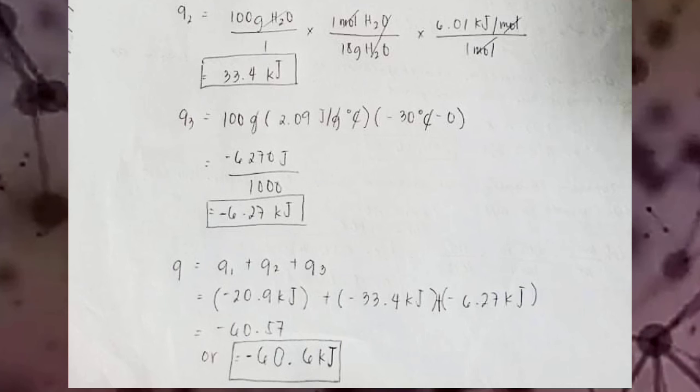Next is Q3. 100 grams times the specific heat capacity of ice, which is 2.09 joule per gram per Celsius, times negative 30 degrees Celsius minus 0, is equal to negative 6,270, divided by 1,000 to make it negative 6.27 kilojoule. And lastly, we will add Q1, Q2, and Q3, which is negative 20.9 kilojoule plus negative 33.4 kilojoule plus negative 6.27 kilojoule, which gives us negative 60.57 kilojoule or negative 60.6 kilojoule.